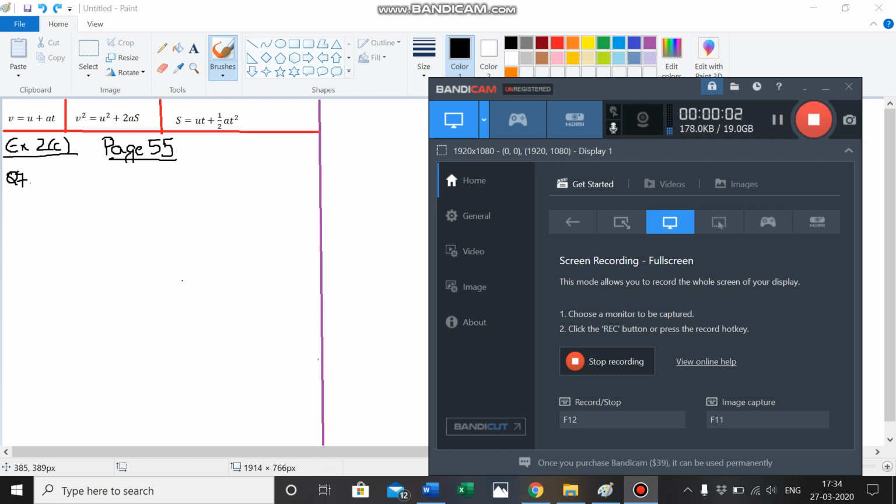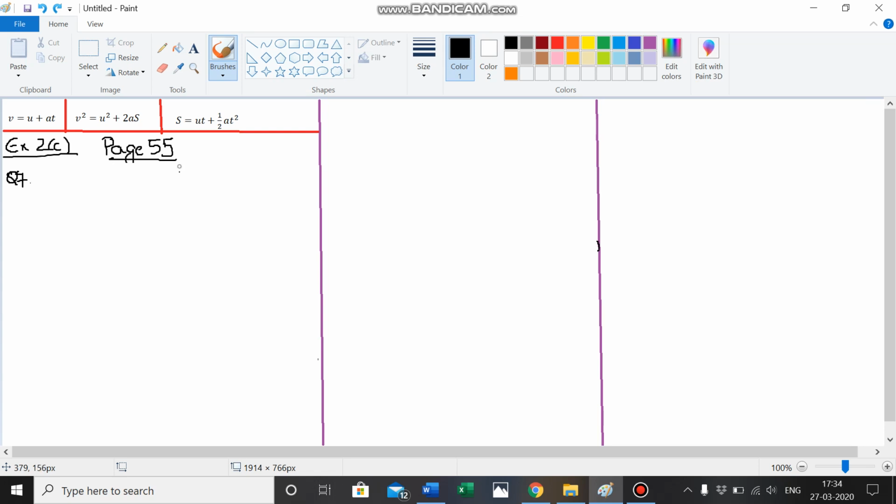So we are now on question number 7. Question number 7 says a train travels with a speed of 60 km per hour from station A to station B. So this is station A, this is station B. It travels at 60 km per hour.